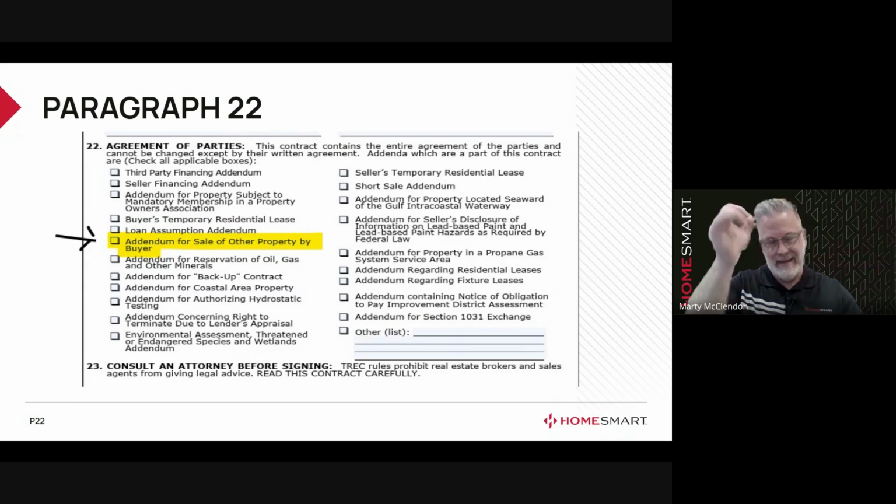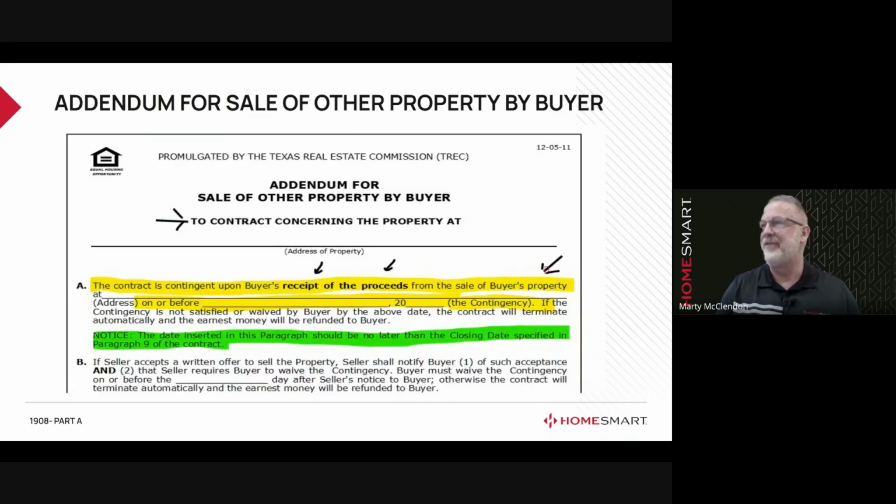Okay, so we add this into our paragraph 22. We're including this addendum. We go into the form itself. I broke it up into 2 sections. The latest one is done in 2011, which is probably going to be updated at some point in time. But as you can see, it's labeled the addendum for sale of other property by buyer to the contract concerning the property at. And of course, this top line is where this is the offer you're making. The address is the property the buyer's trying to buy.